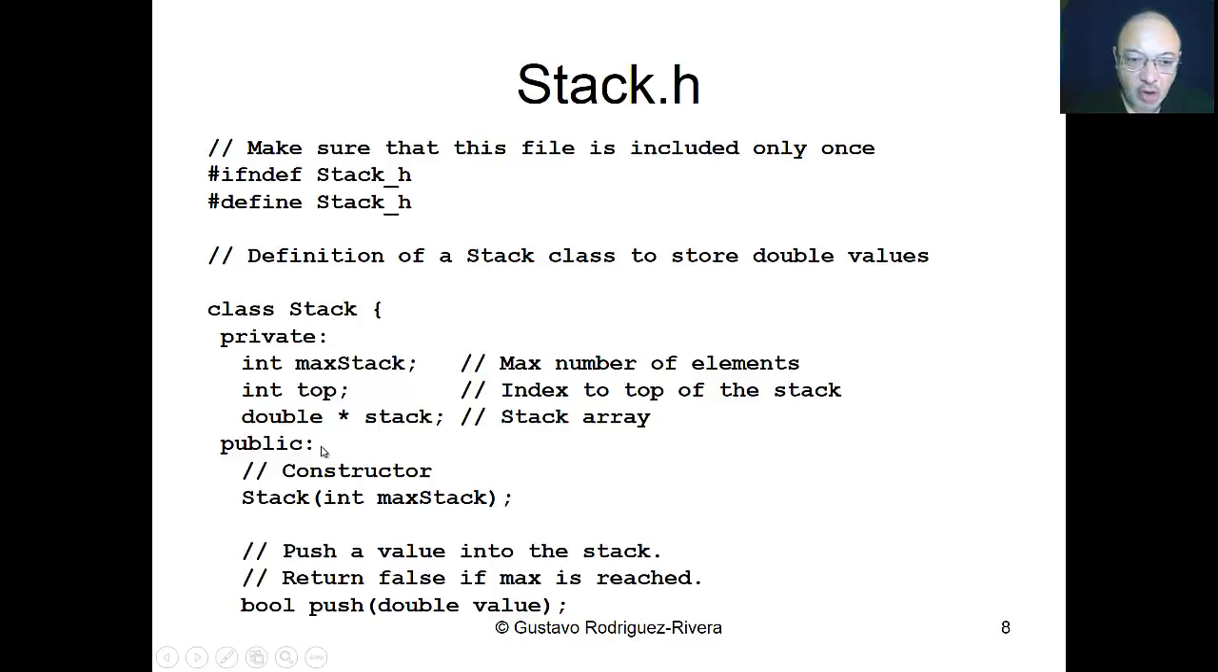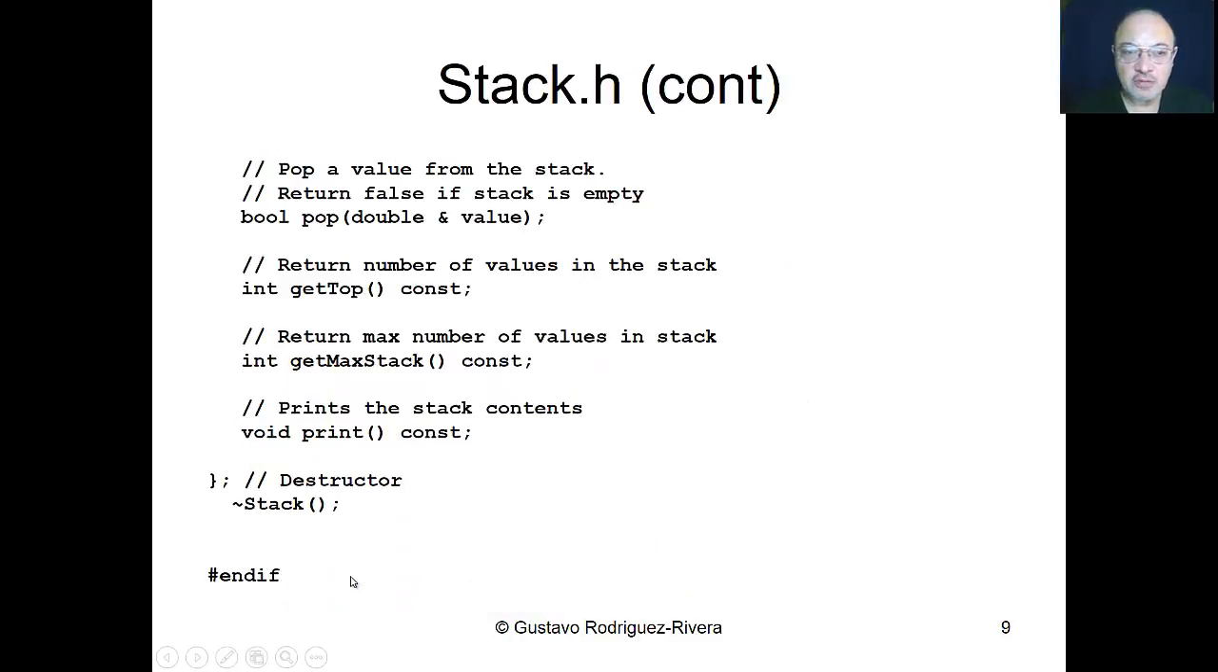Then we're going to have public, so it's going to be all the methods that are going to be public, like for example the constructor, Stack, where we pass the maximum size of the stack. Then we have a definition for push, where we push the value and then it returns a boolean that is going to be true if we successfully push into the stack, or false if the stack is actually full.